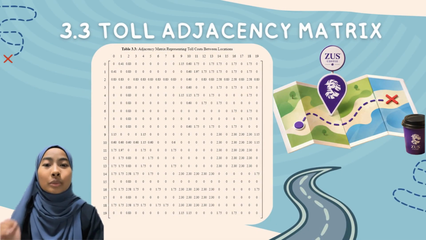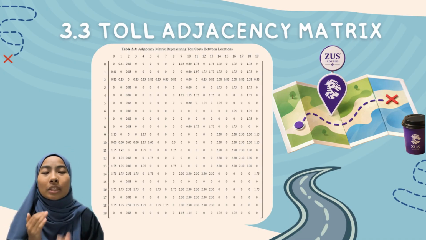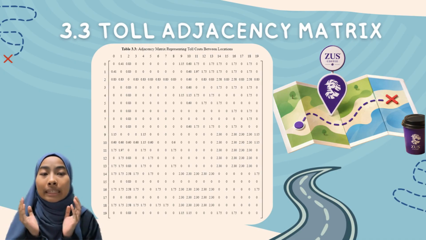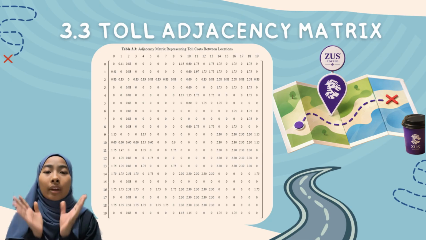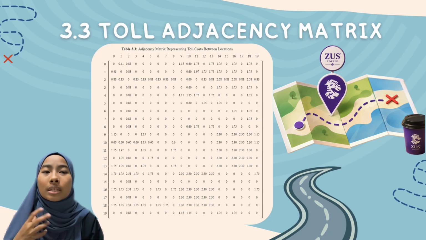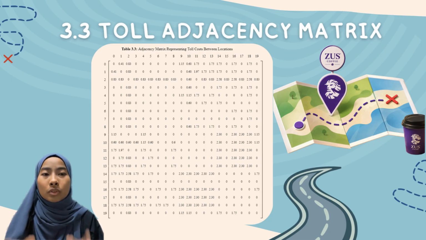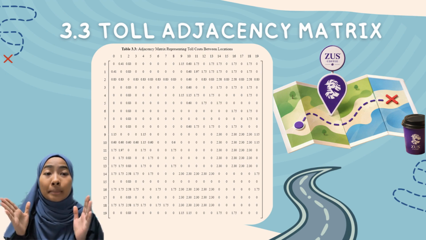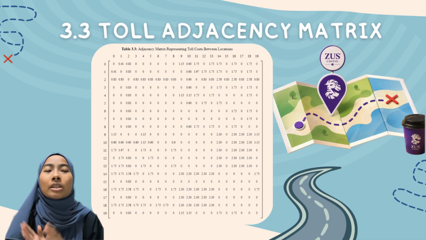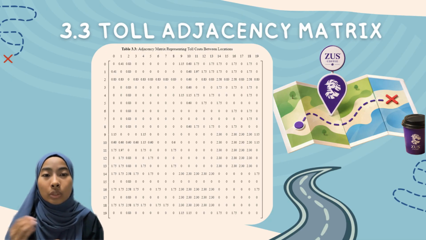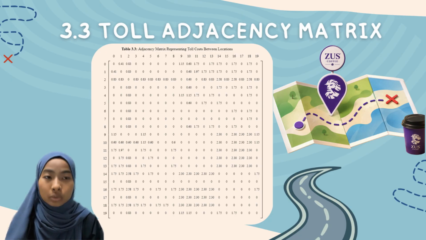Okay, next is the toll adjacency matrix. Similar to the distance adjacency matrix, but here each value indicates the toll charge in Ringgit Malaysia between every 2 locations. We also consider the same assumption here, which is that the matrix is symmetric, meaning the toll cost from location A to location B is equal to the toll cost from location B to location A. These toll values are then used together with the distance matrix in OR tools to generate the most efficient delivery routes with the lowest overall delivery cost.